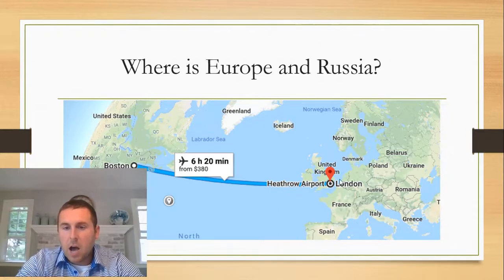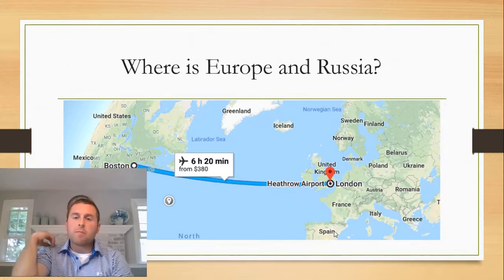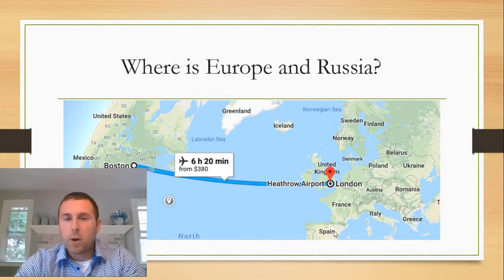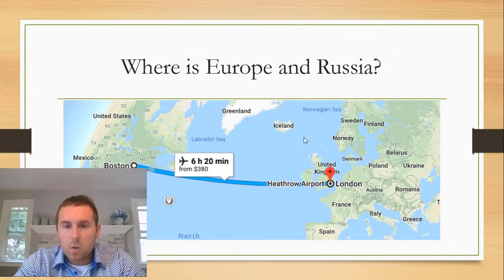So we have the United Kingdom, which is England. We have France, Spain, Portugal's down here, Austria, Germany, Poland, Greece, Russia is up in here, so we're flying all the way across the Atlantic Ocean. There are a lot of different countries throughout Europe that we are going to be looking at. Europe also extends up here into Norway, Sweden, Finland, and then, like I said, Russia is over here. So that's where we're traveling.